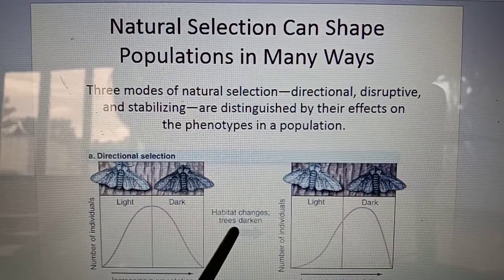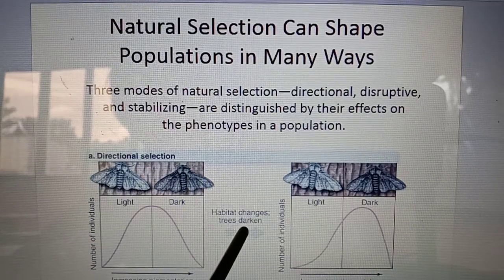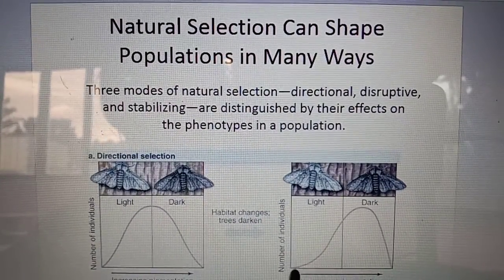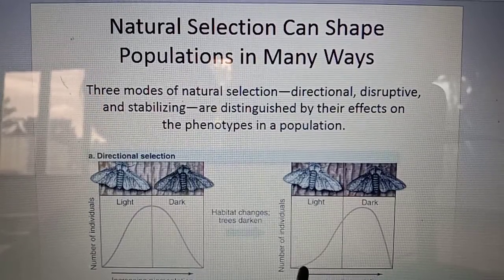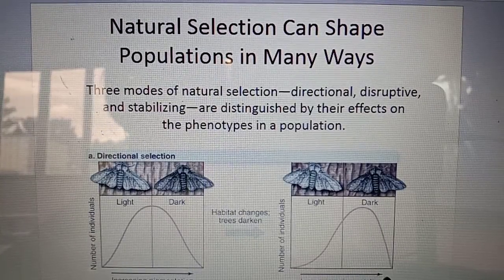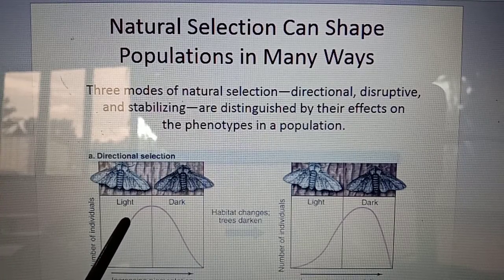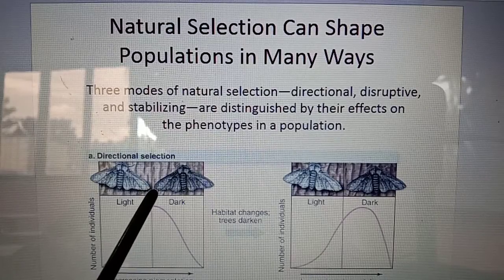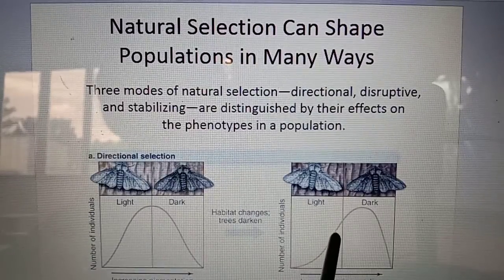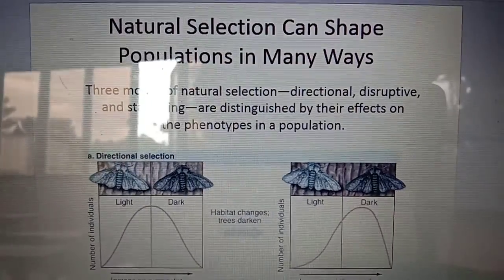When the habitat changes, meaning the trees darken the habitat, you can see that the direction of that pigment is increasing from light to more dark. But in the first one, maybe 40% is getting dark and it decreases. But in this one, light is 40% and an estimated 60% are dark.